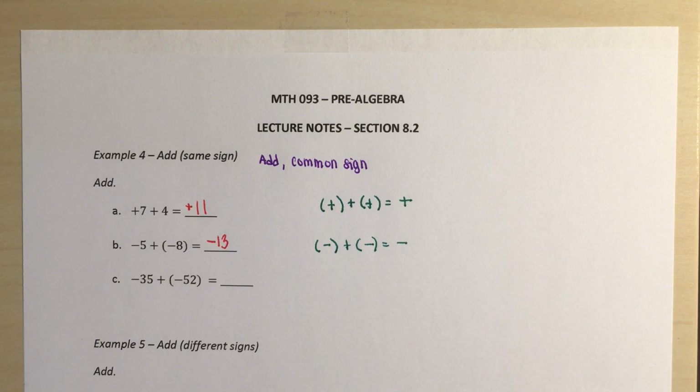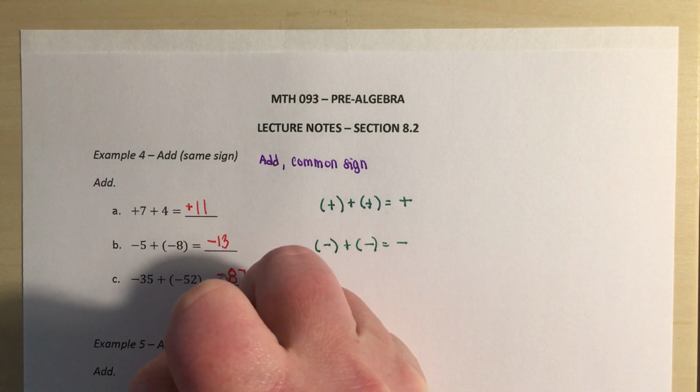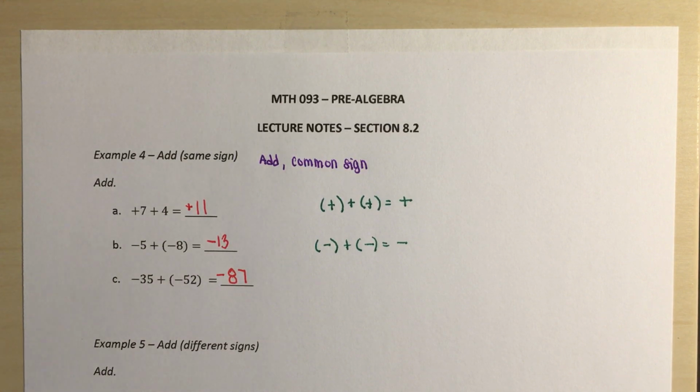Right? And as we're going through and we're thinking about these, our positive plus positive stays positive, negative plus negative stays negative. One other thing that you can do is you can always think about money. You have a positive bank account balance and you deposit more money, your bank account balance is still positive. If you have a negative bank account balance and you spend more money, well, your bank account balance is still negative. Right, so for this last one, same thing. Negative 35 plus negative 52, they both have the same sign, so we're going to add them. That's going to give us 87. And then they're both negative, so our answer stays negative.